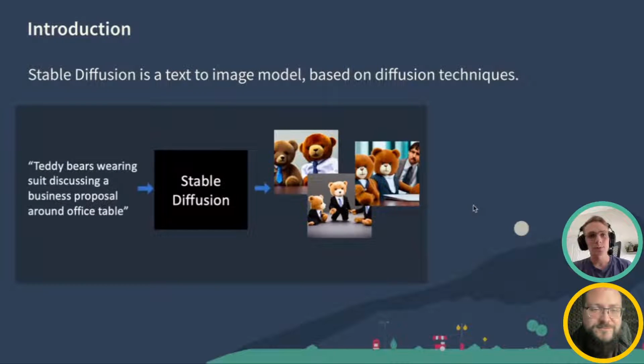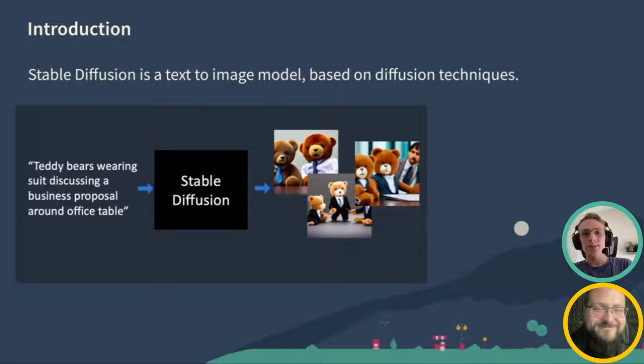So in the last workshop, we talked about Stable Diffusion. This is a diffusion model, so it works by denoising white noise with a condition. This condition is based on a text or a prompt we use. So from a text like "teddy bears wearing suits discussing a business proposal around an office table," we got some images that are some teddy bears with suits.